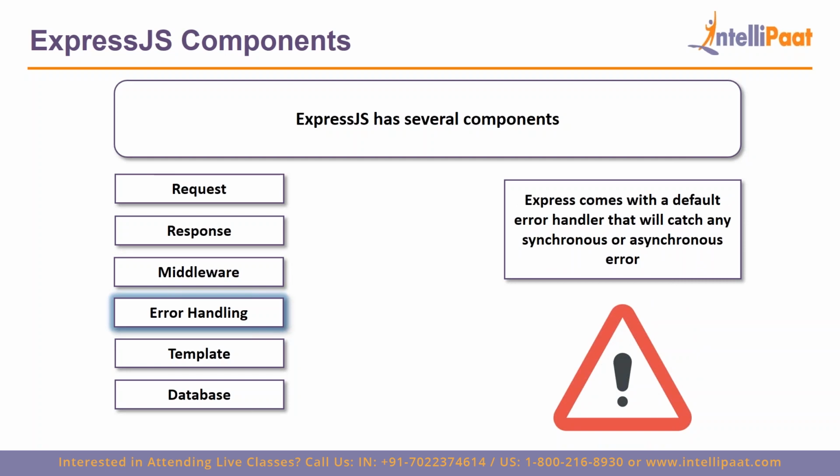Then comes error handling. Express.js comes with a default error handler that will catch any synchronous or asynchronous error that might come across. So if you are working with a lot of data, asynchronously or maybe synchronously, it could be that your application runs into an error. Now, instead of your server actually crashing, Express.js would catch that error, process it, and either log it to the console or send it back to the user so that they can take a look at the error message and understand what's going wrong. And that way you can define your own error handlers as well if you don't like the way that the default error handler is handling the requests.